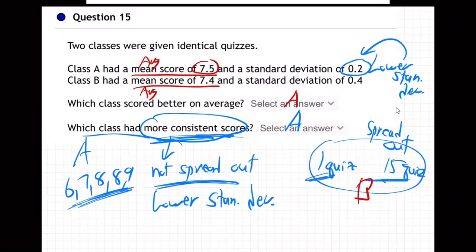I mean, not this far, because the standard deviation is only a little higher, but I'm being dramatic, but you get the idea. So more consistent is less spread out, lower standard deviation. That is A. There we go.